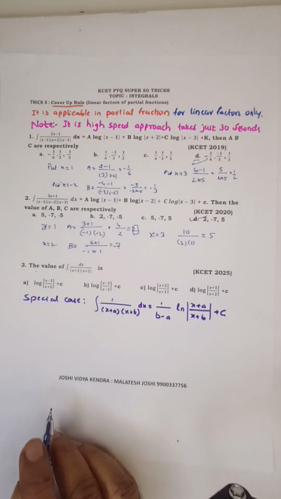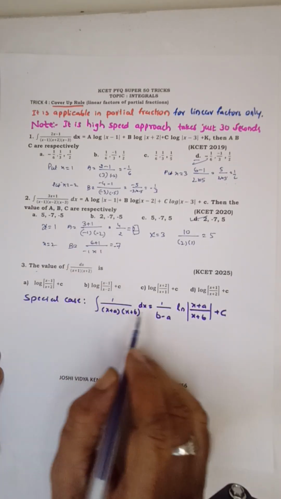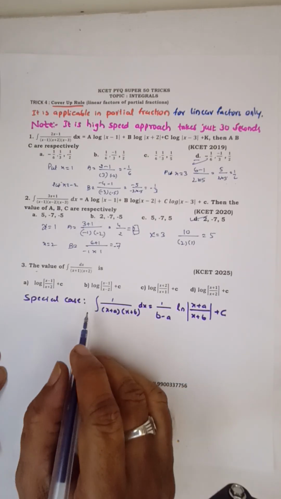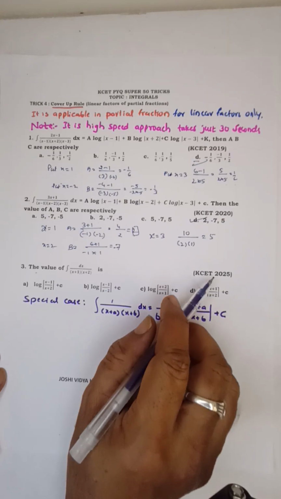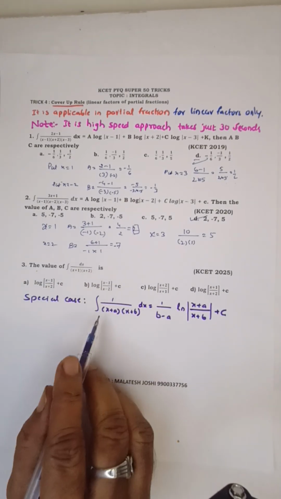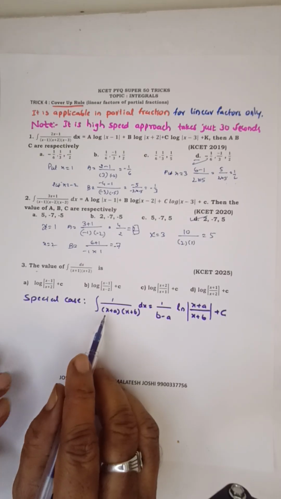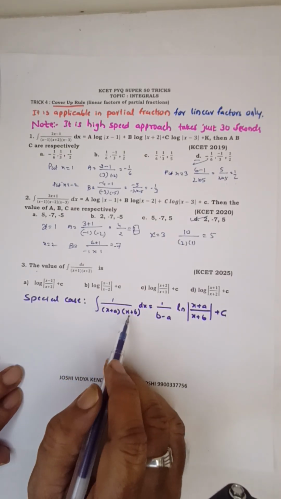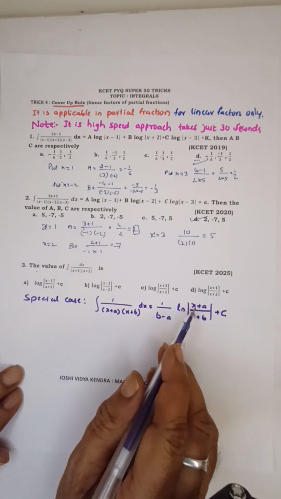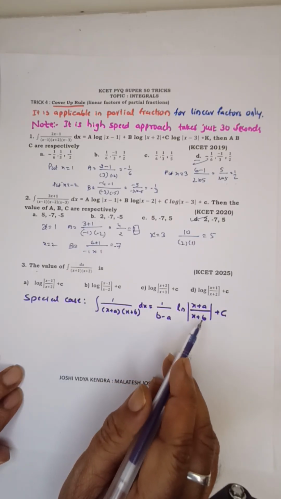Okay, now we'll take the third one. See here, we can apply this direct method. The third question occurred in 2025. When you get a question like this, using this short trick method, you can write the answer directly. See, integral of 1 divided by x plus a into x plus b with respect to dx equals 1 divided by b minus a into log of x plus a divided by x plus b.